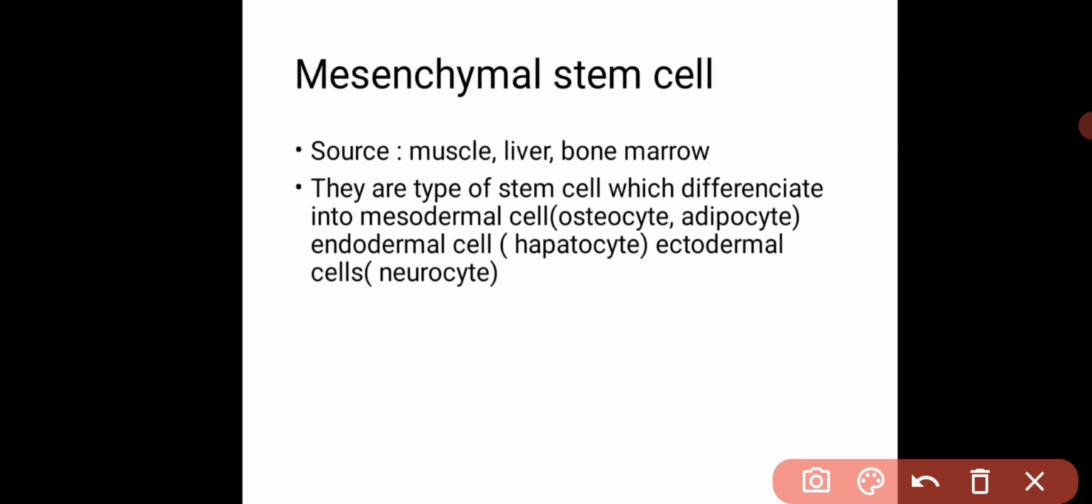So we will see the fifth type of stem cell, that is the mesenchymal stem cell. The main sources are muscle, liver, and bone marrow. These are all the sources from which the mesenchymal stem cells will be obtained. They are a type of stem cell which differentiate into mesodermal, endodermal, or ectodermal cells.